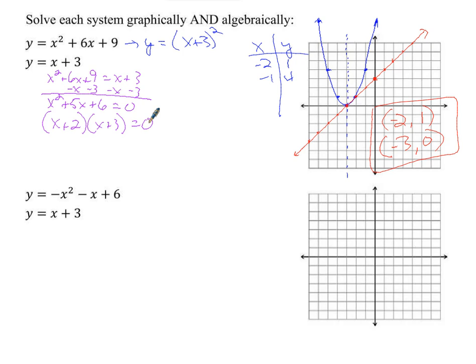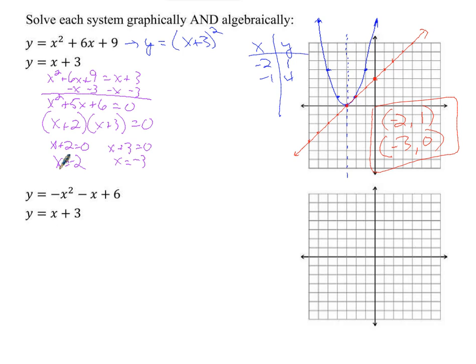So to solve that from here, what do I do? Yeah, use the zero product property. So x plus 2 equals 0, x plus 3 equals 0, which means x equals negative 2, x equals negative 3. Those are the x coordinates for my solutions. Now I've got to find the y coordinates. So I take each one of these answers and I'm going to substitute them into whichever equation looks easier to substitute into. Which equation looks easiest? The bottom one, for sure.